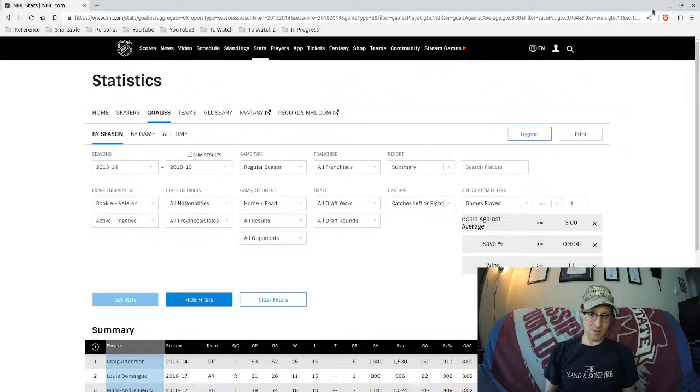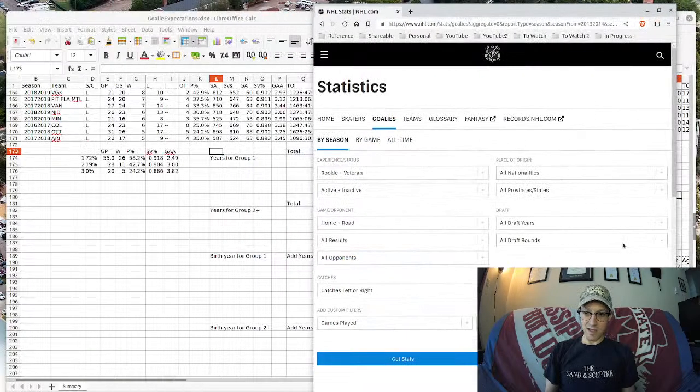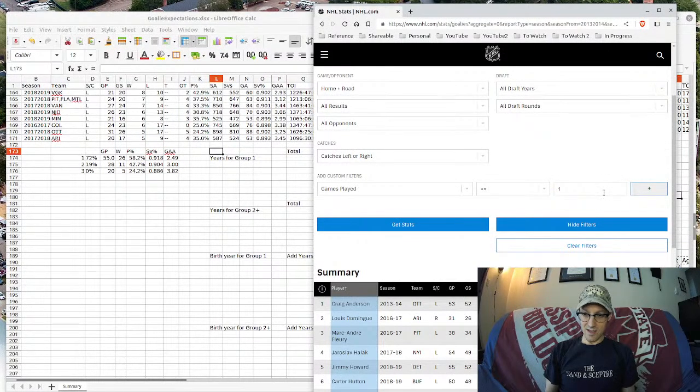To 18, 19. We're not summing. Wins is correct. Save percentage, yes. Goals against average. Oh, not greater than or equal to. Oh, shoot. That's what I messed up on. Okay, good. It's less than or equal to. My bad. So that means I can go back. Try that again. See, that's that tricky one where it switches to the opposite. You want it to be less. Whereas every other data point is greater than or equal to. So glad I caught that.